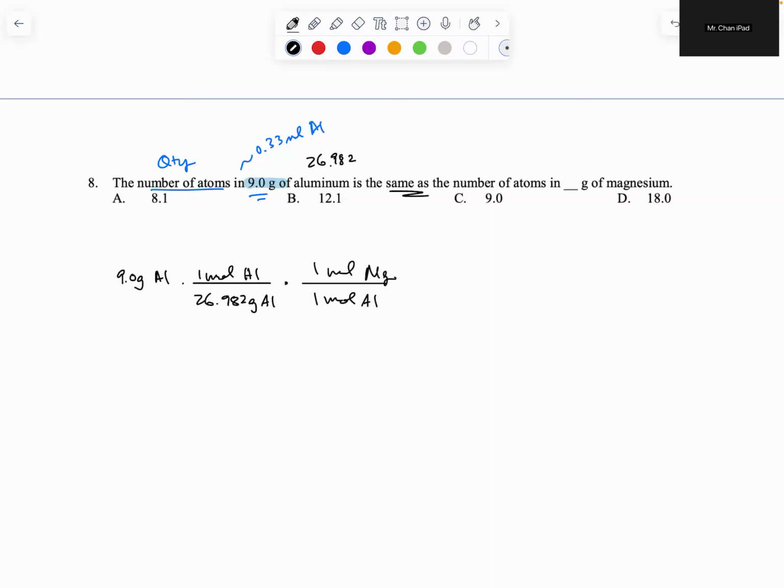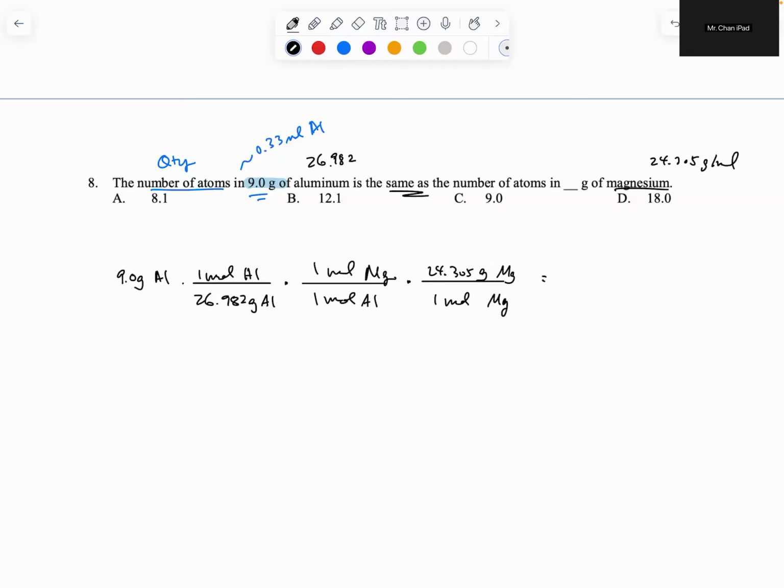By the way, make sure you read the elements carefully. Magnesium is Mg, manganese is Mn. Don't confuse those two. And then what about the mass? The magnesium molar mass is 24.305 grams per mole. So 24.305 grams of magnesium for 1 mole of magnesium. And that's the answer.